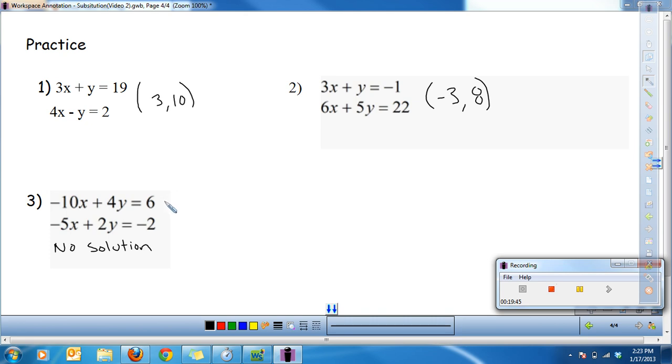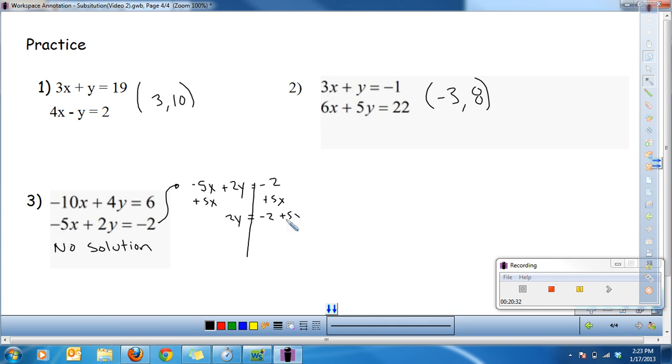We should have rearranged one of our equations, and we're looking for a coefficient of positive 1. And you'll notice here that there is none. There's a negative 10, there's a 4, there's a negative 5, and a 2. So what I'm going to do first is rearrange this bottom one for y. You should know how to do this because we talked about this in the previous unit. So I'm going to rearrange for y. First I'm going to get rid of my negative 5x, so I have 2y equals negative 2 plus 5x. Then I'm going to get rid of my 2.